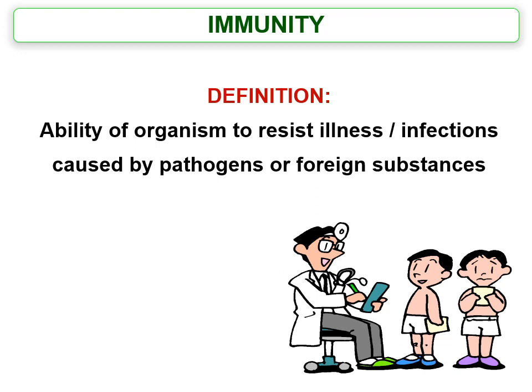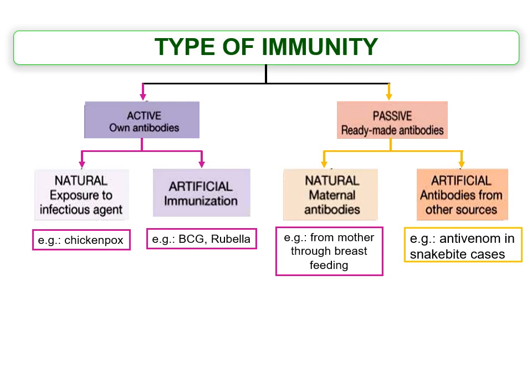Immunity. Definition for immunity is the ability of an organism to resist illness or infections caused by pathogens or foreign substances. This slide shows the types of immunity that will be discussed more in 11.2 during tutorial.